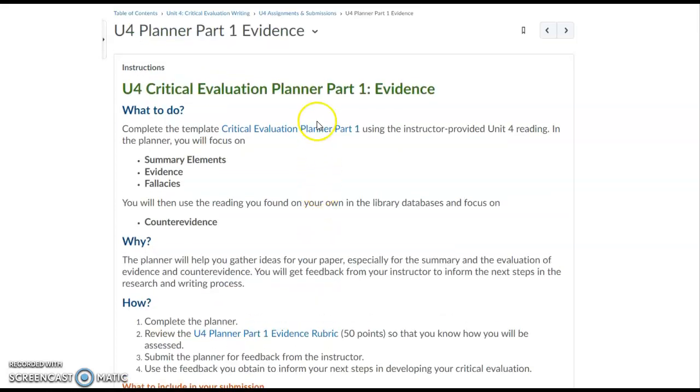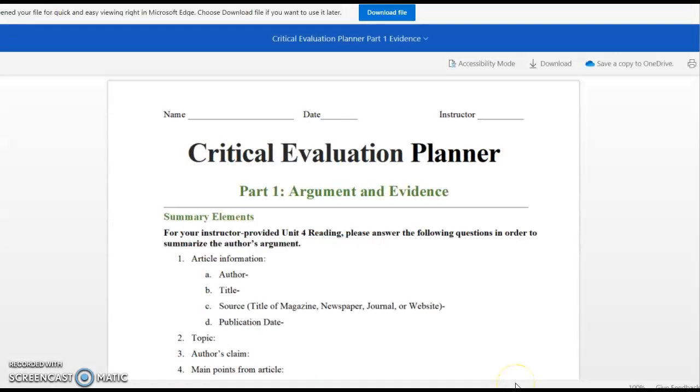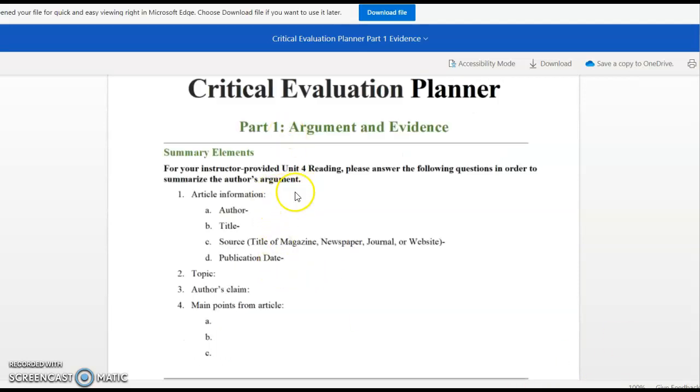You will want to download this planner. You will want to have the article that your instructor has assigned for Unit 4 in front of you. You will be filling out some summary elements. You can probably already tell that by filling out these 4 questions and answers, you will make writing the summary much easier for yourself, because you will have a lot of important information right here. When it comes time to write the summary later on in the semester, you will refer to this planner.